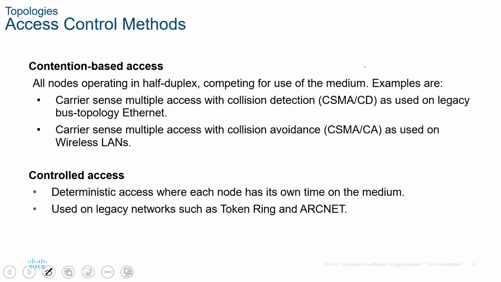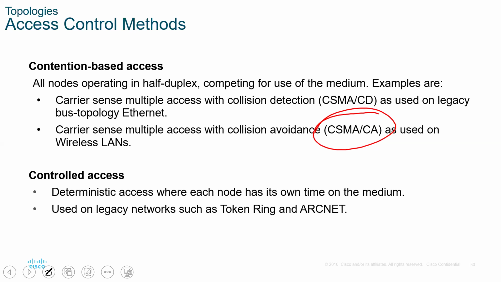And the concept of access control method talks about all nodes operating on half duplex as contention-based access. All right. So they are competing for the use of the medium. The example is a wireless access point, where you have multiple devices trying to connect at the same time. So if there is a collision at the same time, this technology helps out.